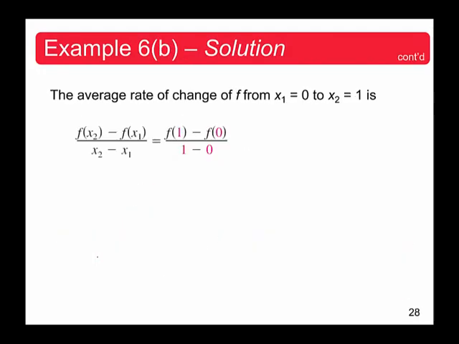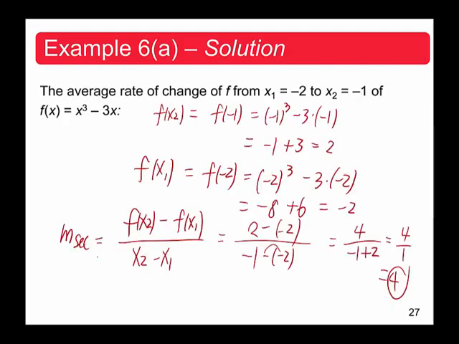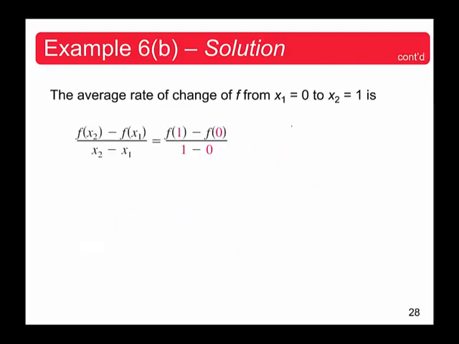The second is very similar, we just have to find out what is f of 1, and we can easily find f of 1. Again, plug into x cubed. So it's 1 cubed minus 3 times 1. Still, we're dealing with the same function. So it's 1 minus 3, which turns out to be -2.